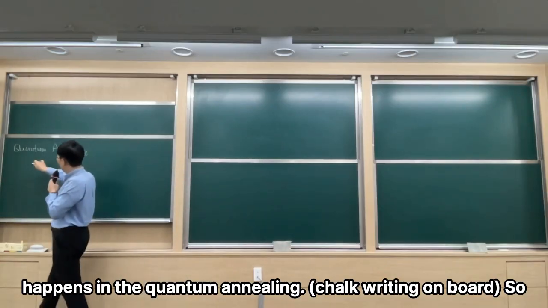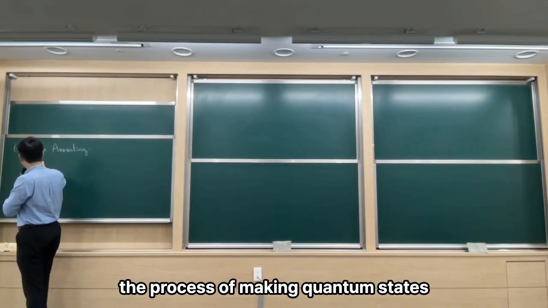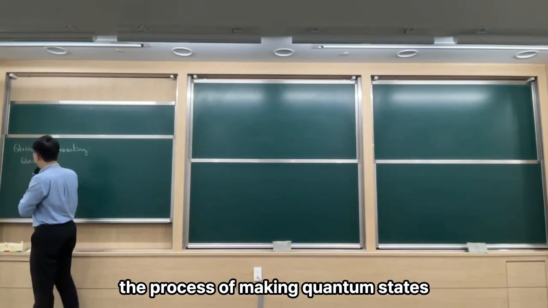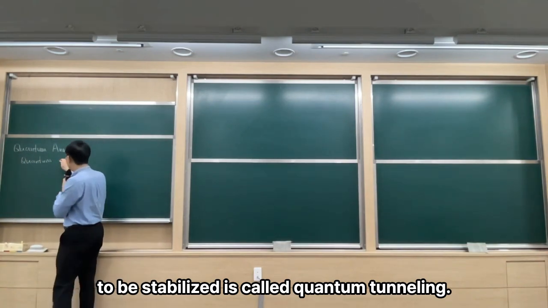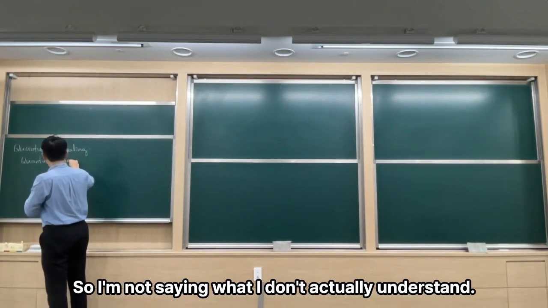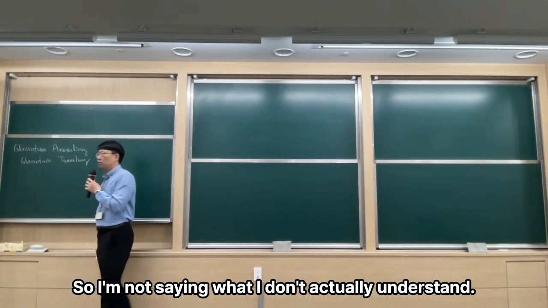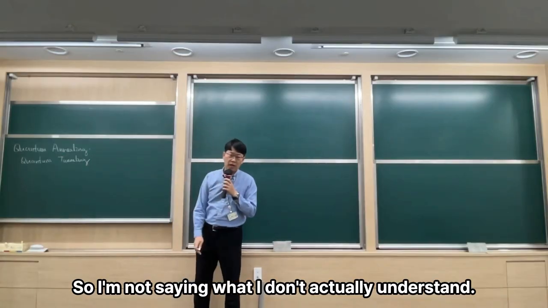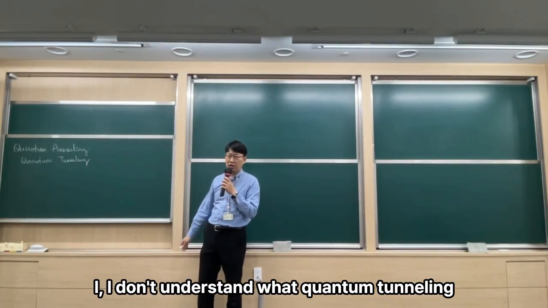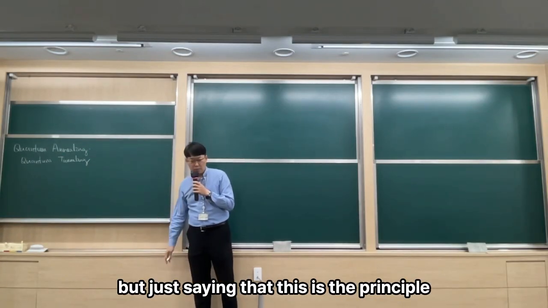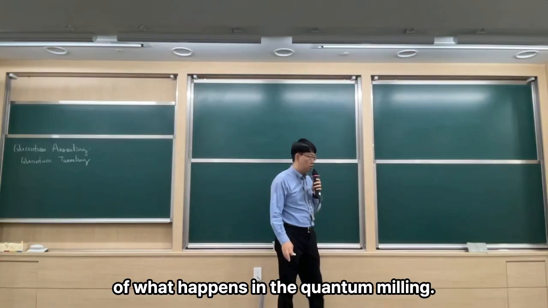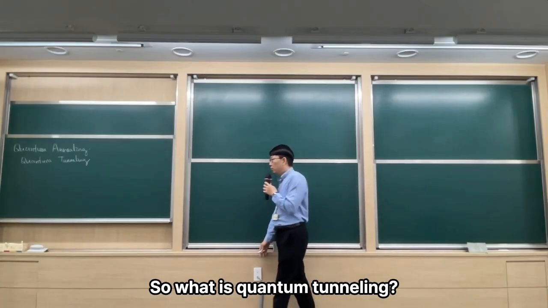So the process of making quantum states stabilized is called quantum tunneling. I'm not saying what I actually understand. I don't understand what quantum tunneling is, but I'm just saying that this is the principle of what happens in quantum annealing. So what is quantum tunneling?